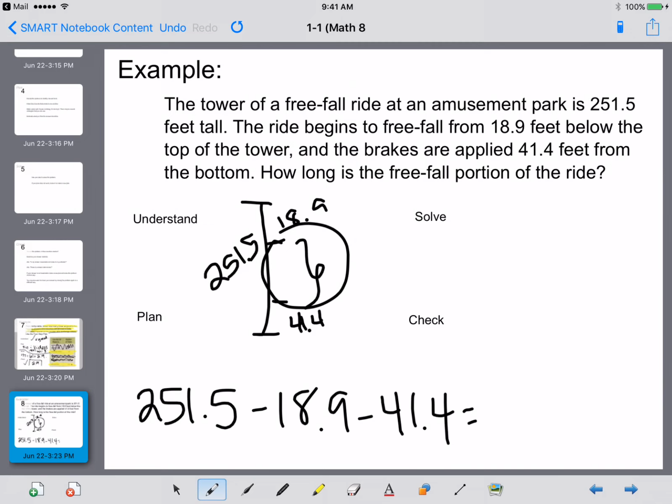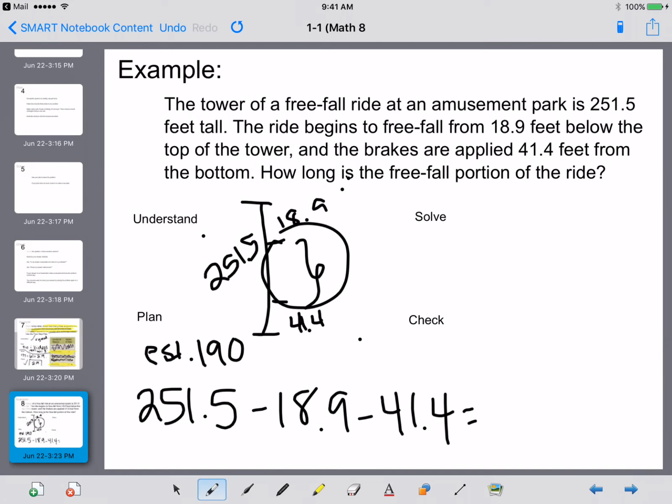I've got our whole piece and our 2 little missing pieces here. My estimation, I'm going to look at it and go, okay, 250 minus about 20 will get us to 230, and then minus about 40 down here, right? I'm just rounding. 250 minus 20 minus 40 will get us to about 190. So our estimation is at about 190.